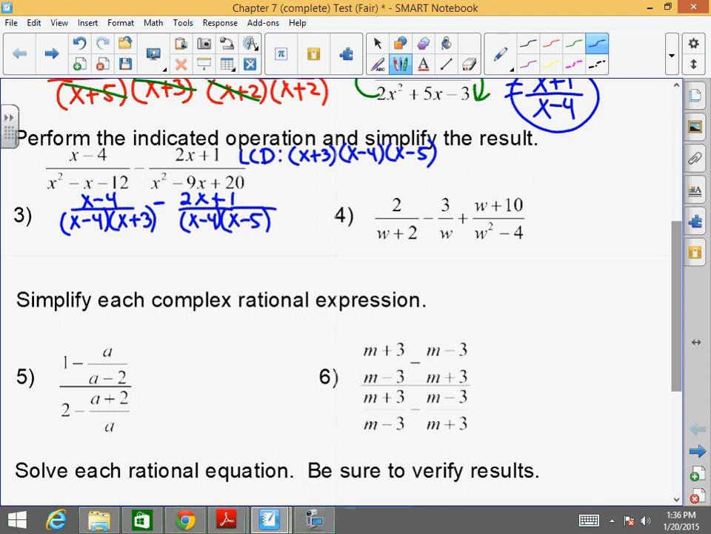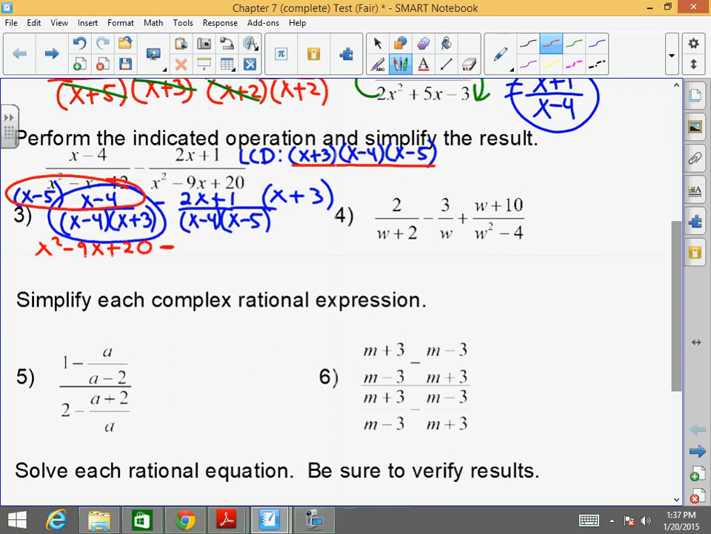Okay? That's my LCD. So what do I have to multiply to the top and bottom of this fraction here, this rational expression? X minus 5, exactly. And what do I have to multiply to this bad boy over here? An x plus 3. So I'm going to have to distribute the x minus 4 times the x minus 5. I know that I'm multiplying this to top and bottom, so I know that I'm already creating an LCD. So I have here x squared minus 9x plus 20 minus big parentheses.